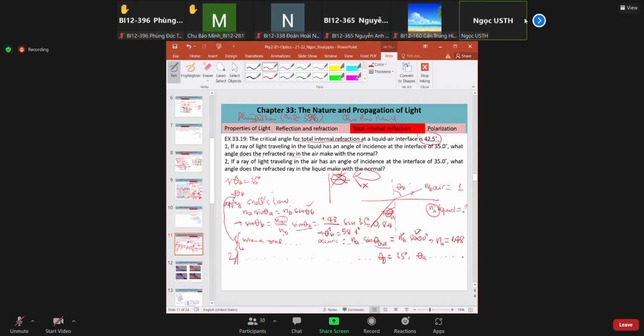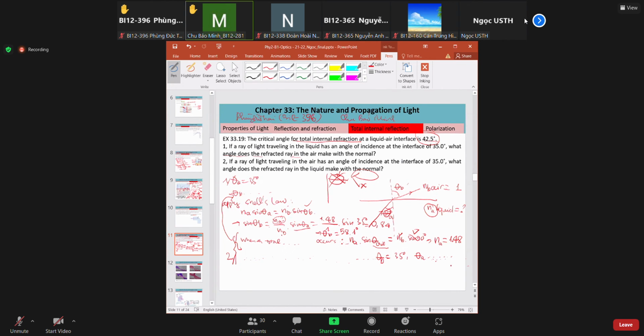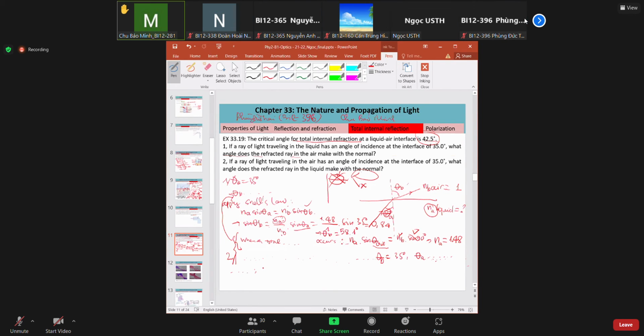The angle is between this and that. So we have to say that theta A is the refracted angle between the refracted ray and the normal. Okay, and apply Snell's law. You will have what? I will have N B sin theta B equal to N A sin theta A.